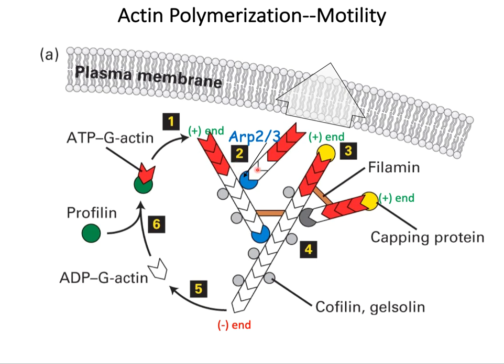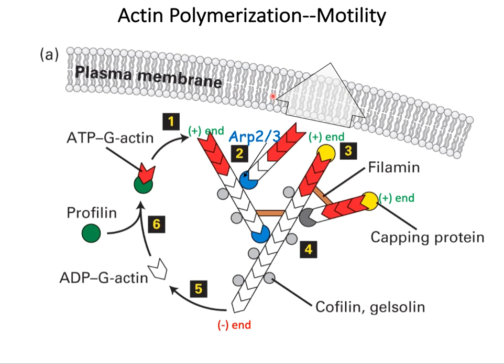And then interestingly, you can have some capping proteins right here. We will elaborate about these capping proteins in the subsequent sections as well. We're not going to talk about that now. But these can cap the plus end of this growing filament and stop its growth. This is really important when the cell wants to change its direction.